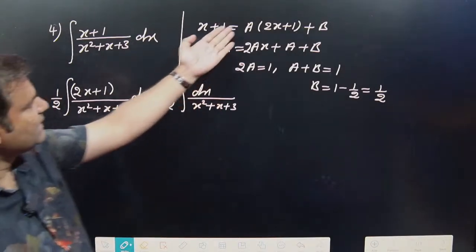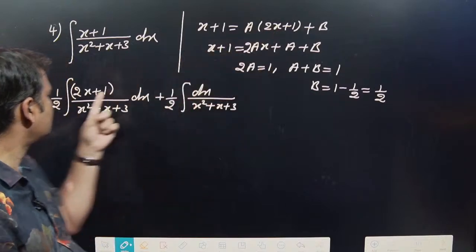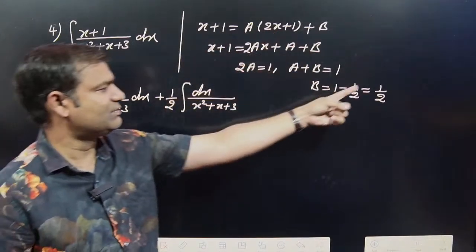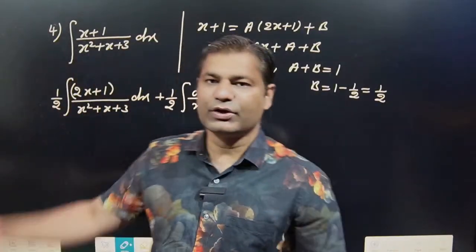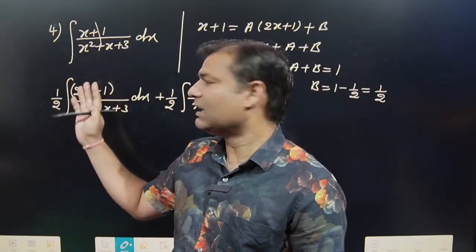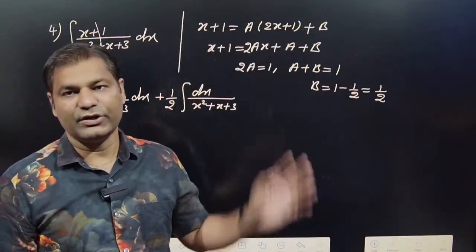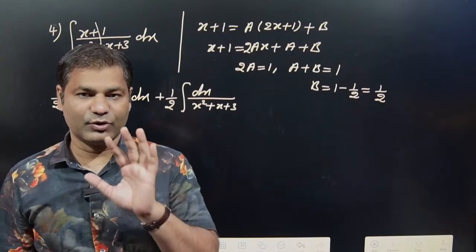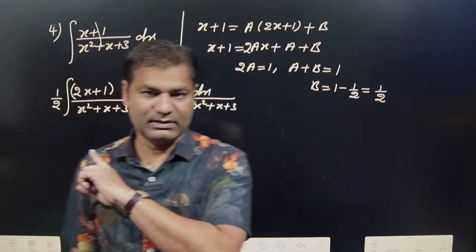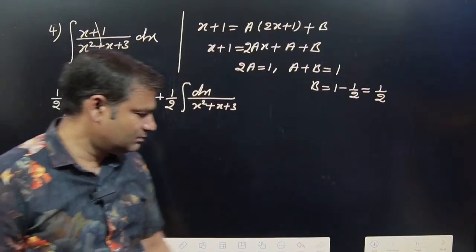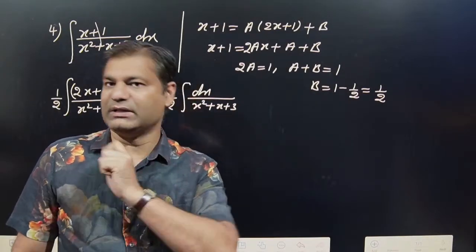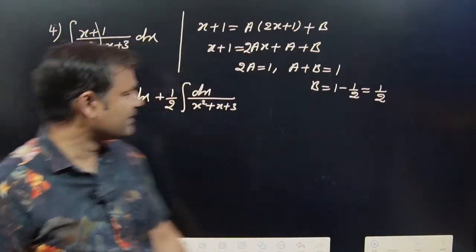So that value put here. 1 by 2 into 2x plus 1, same thing, and b is 1 by 2, then we get the same thing. I hope it is clear. You can follow this method or you can follow that method. If you feel more comfortable with one, or find one more complicated, then follow the other. Okay, I hope it is clear. So we got a and b. Now these two values.